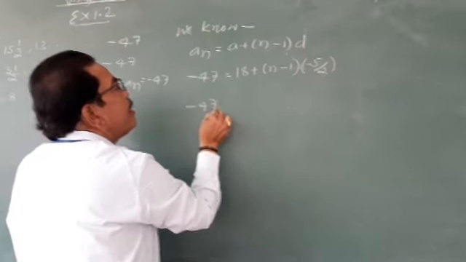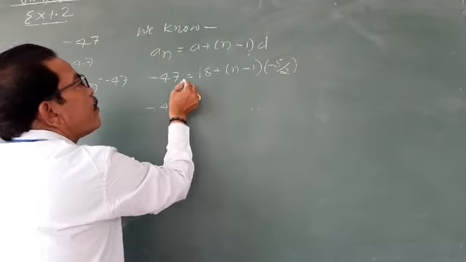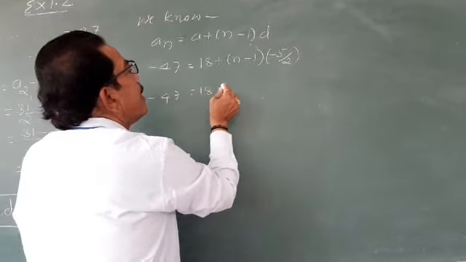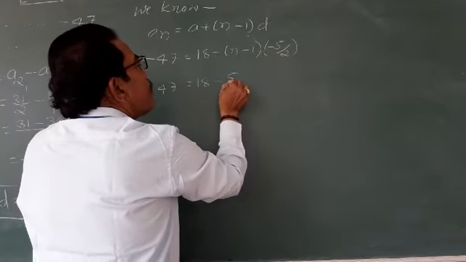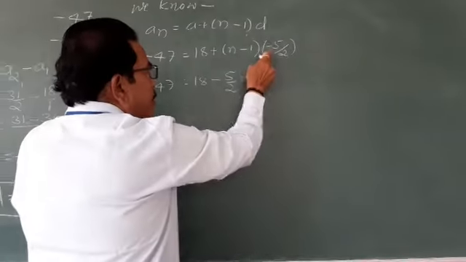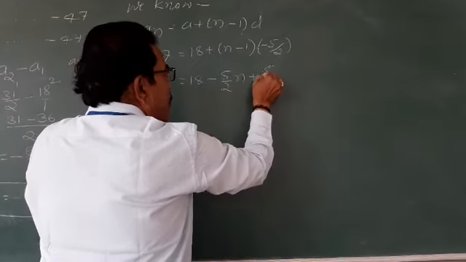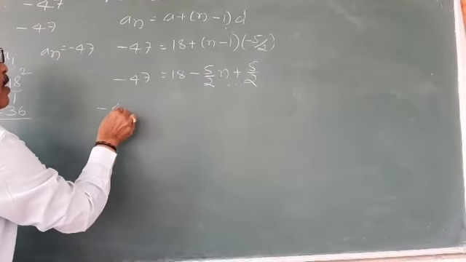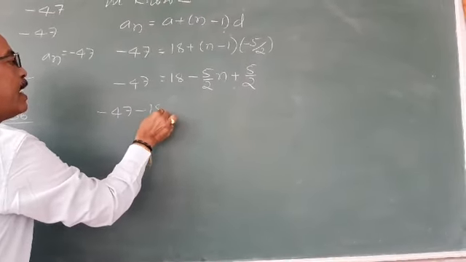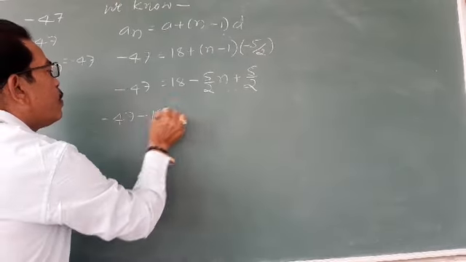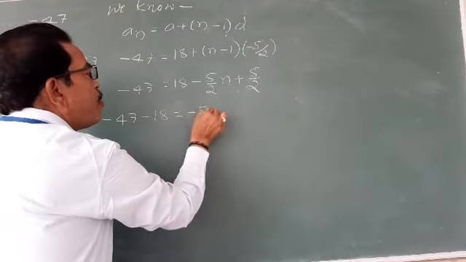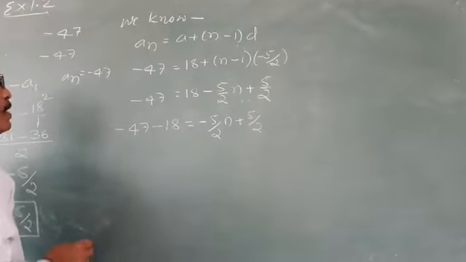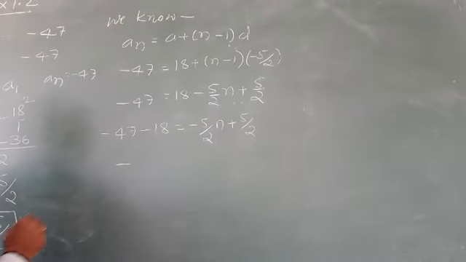Minus 47 equals 80, then minus 5 by 2n, minus into minus plus 5 by 2. Okay, minus 47 minus 18 equals minus 5 by 2n plus 5 by 2. See, minus, same sign, that should be added.